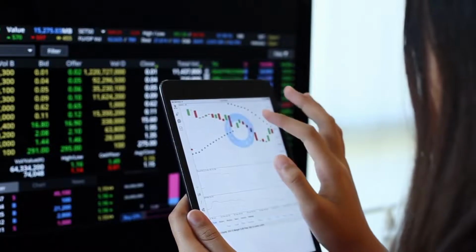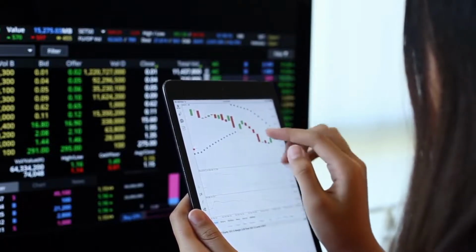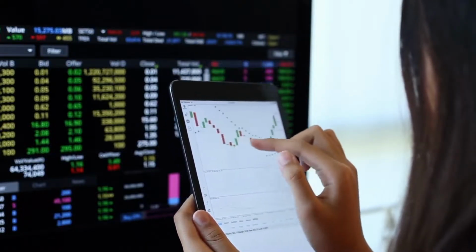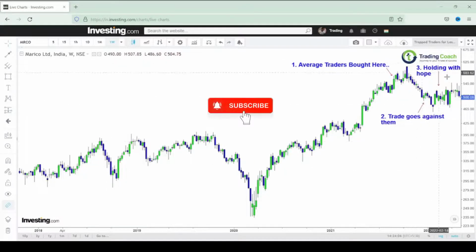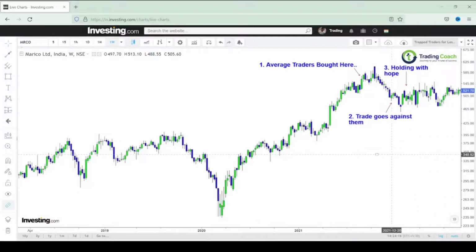Another thing is, they can hold on to the trade with hope, all right? So there are certain types of investors and traders who keep holding the position thinking that it will come back up, right? They have that inherent hope thinking that, okay, one way or the other the stock price is going to bounce back. So we have all these average traders who are holding the stock with hope. So what would have happened if they had done that? Okay, take a look at this.